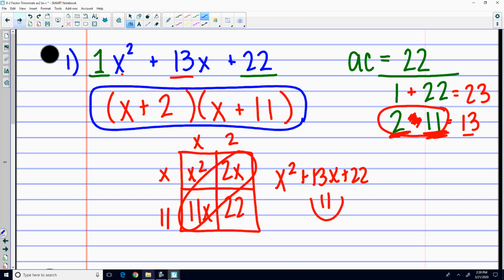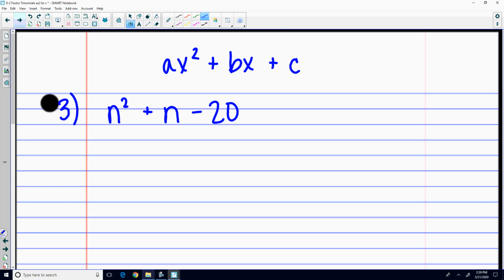Next problem. All right, I wrote your form for you up at the top again. Ax squared plus bx plus c. I first check the squared term, the regular variable with no squared on it, and the constant. Looks good. Notice I went to number 3. I know I skipped number 2. There was a reason. I'd come back to 2, but not yet.